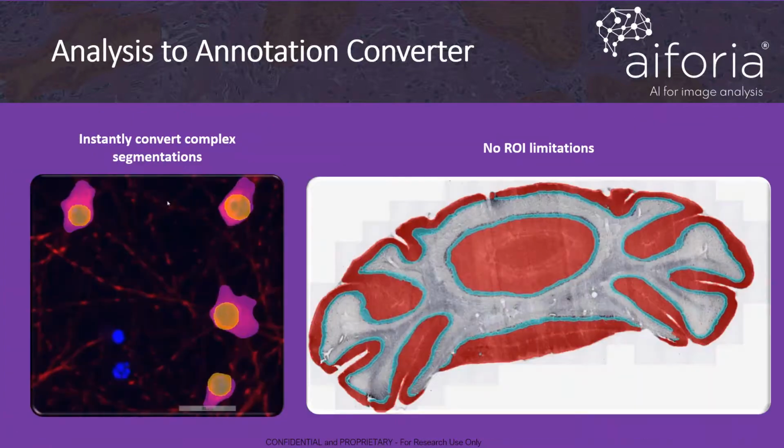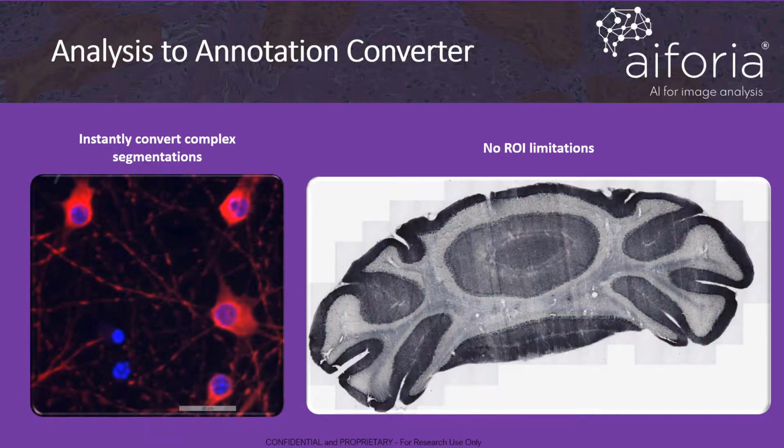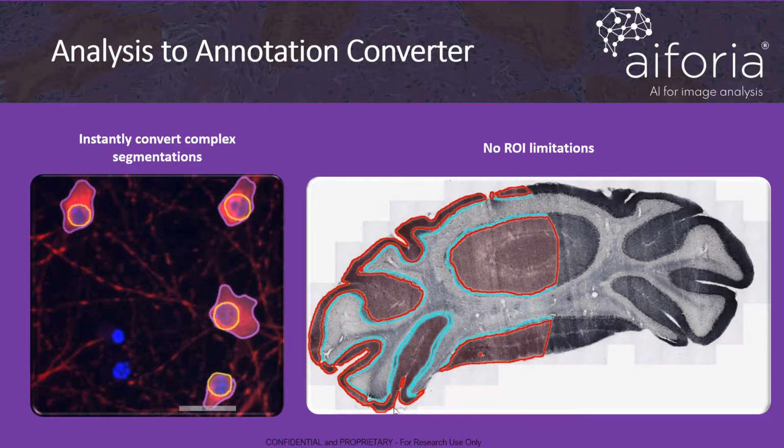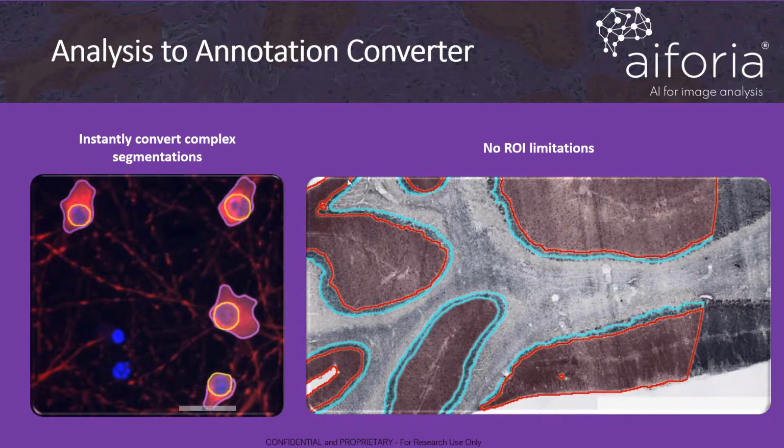So here on the left, you can see a multiplex immunofluorescent image where we're actually trying to segment out the soma, the somatic, and the nuclear compartments. On the right, you're seeing a nice whole slide image of a cerebellar slice where two different tissue subregions are being segmented. So you can convert very complex semantic segmentations. That's the term for regions when you want to get a total area of something. So you can convert that nicely and quickly, and there really are no ROI limitations. None of these videos have been sped up. These were all shot in real time, and they're playing in real time.